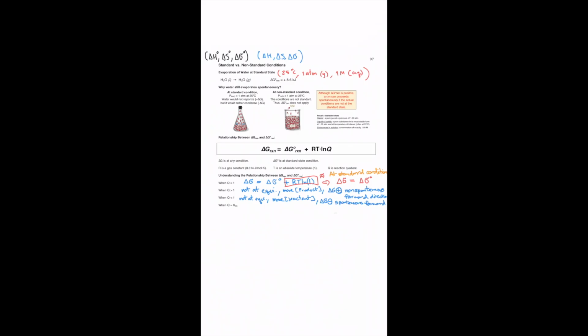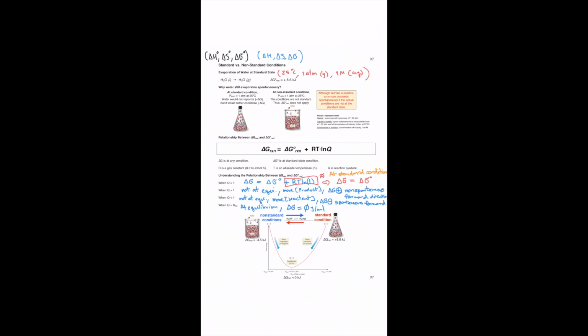And when Q equals the value of K, or when the reaction quotient is equal to the equilibrium value, this indicates that the reaction is already at equilibrium. And when the reaction is at equilibrium, we can say that the delta G at the non-standard condition will equal 0 joule per mole. Here is the diagram that represents the relationship between standard versus non-standard Gibbs free energy.